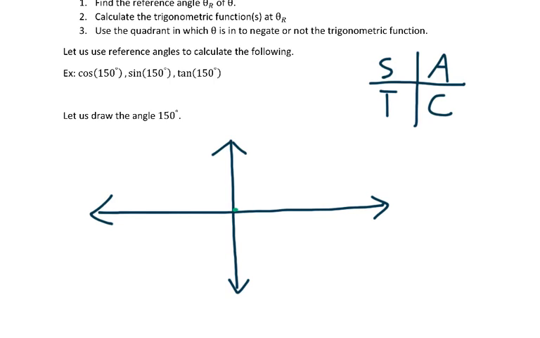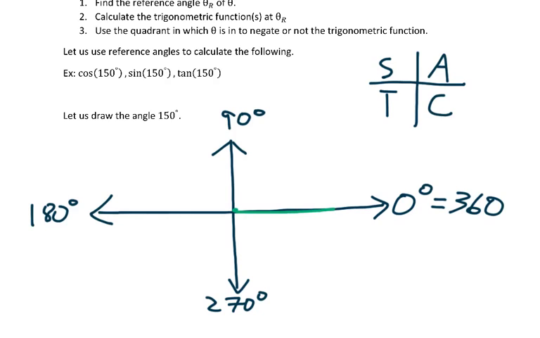So we have here the initial side, and this is 150 degrees, so that means it's in quadrant 2. If you remember, this is 90 degrees, this is 180 degrees, this is 270 degrees, and this is, of course, 0 degrees, but it's coterminal with 360 degrees. So now we have 150 degrees in quadrant 2. That's what theta here is. So theta here is 150 degrees.